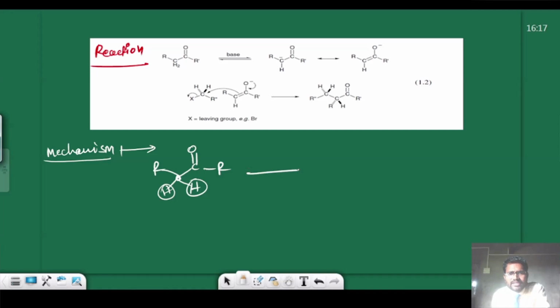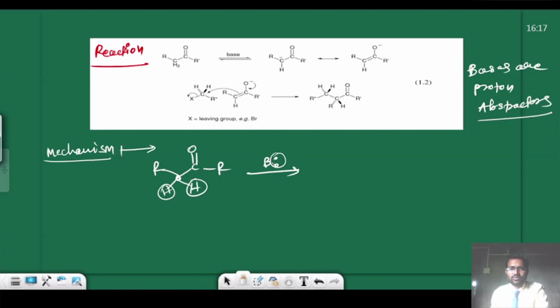When we treat this compound with base, bases are proton abstractors. The base will simply attack and take the proton, and the bond between carbon and hydrogen will break, and there is a formation of an anion over here.